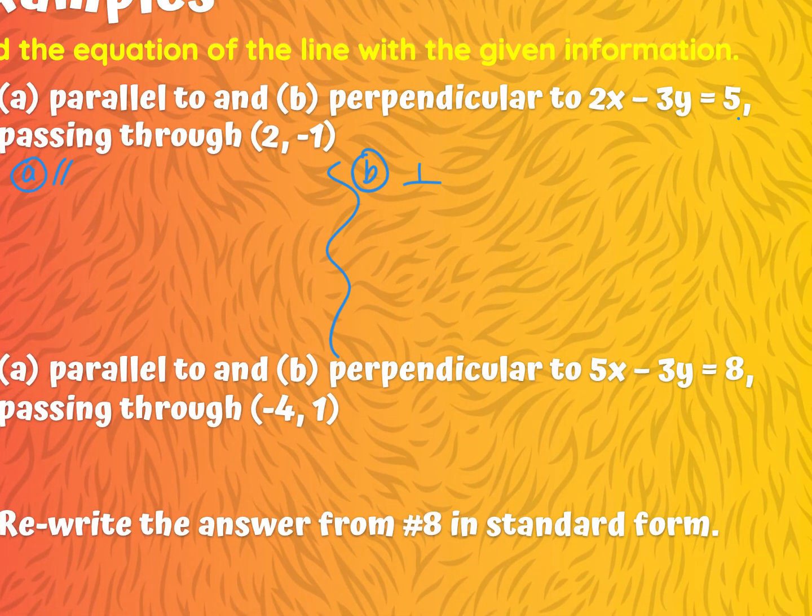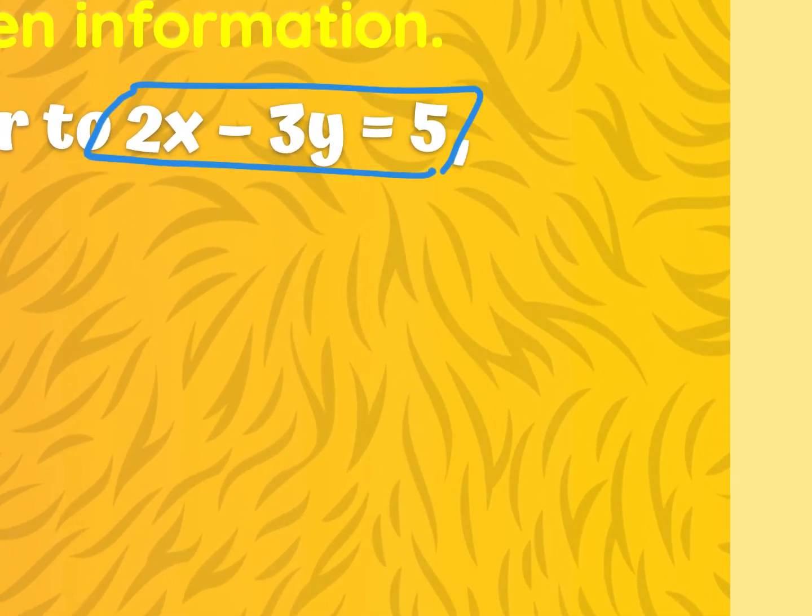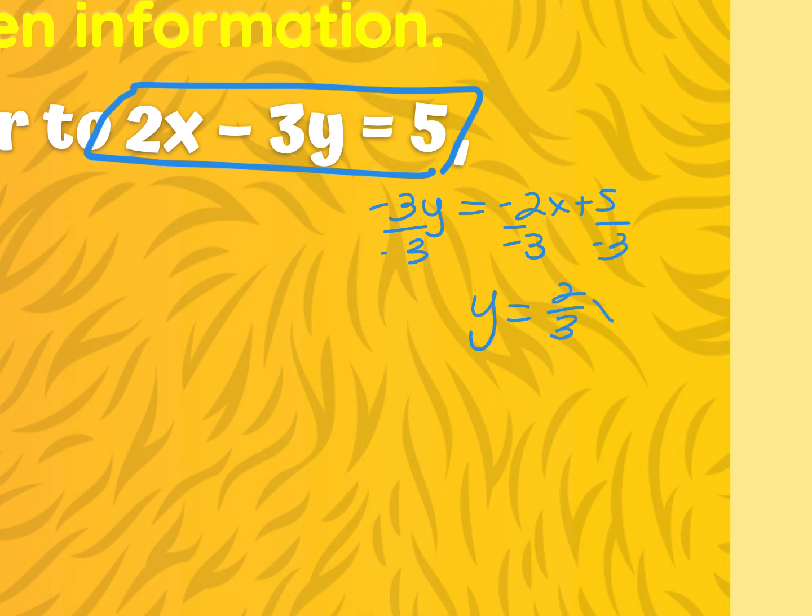So if it's perpendicular to this line, what do I need from that line? Just its slope, which you can find 2 ways. What's one way? Say again. I could get it into slope-intercept, right? So I could rewrite this so that it's -3y equals -2x plus 5, divide everything by -3. Y would equal 2/3 x. I don't even need to finish it off because the 2/3 is what I need.